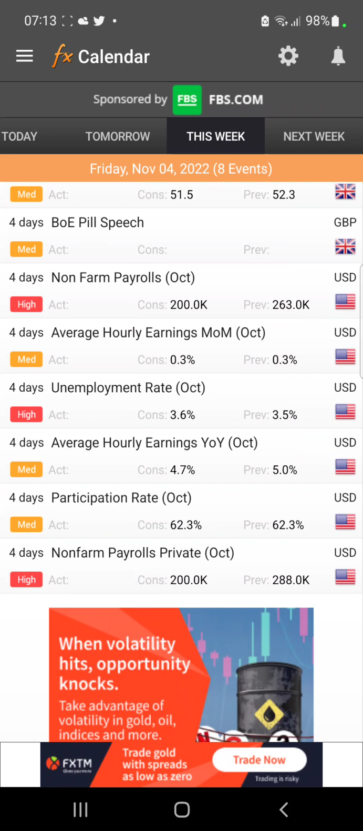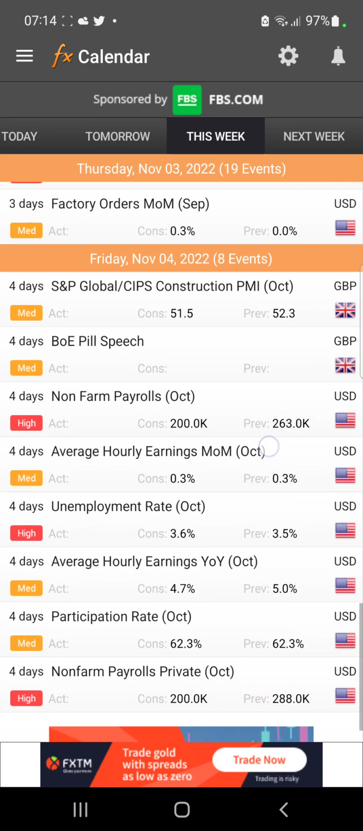Friday now we have the NFP. All right, NFP. This is basically about the job openings also. See, they are projecting it to be low, from 263K all the way to 200K. This is going to weaken USD. Okay. The same with the rate of unemployment. If the rate of unemployment goes up, that means the economy is not very okay, so it's going to weaken USD.